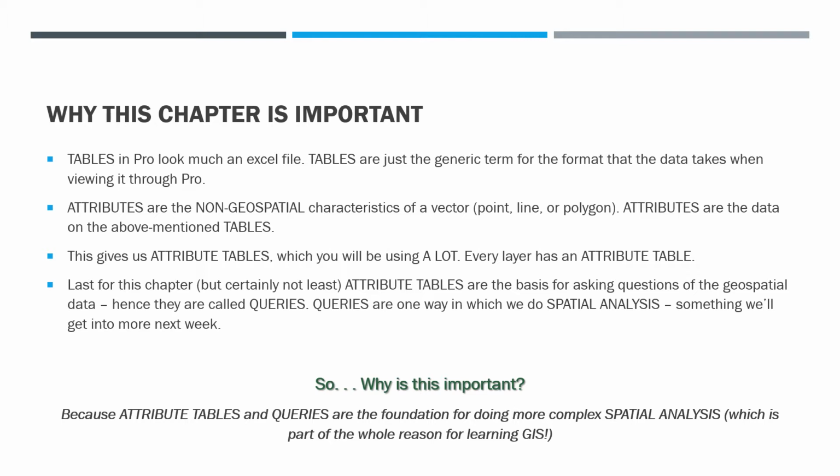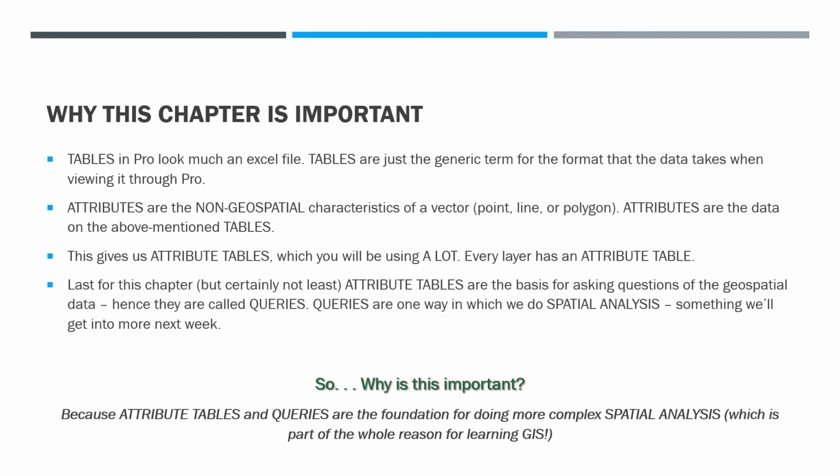So tables are important because they are the generic format that the data takes, the attribute data, when you're viewing it through Pro, or actually in any kind of GIS. And tables contain the non-geospatial characteristics of a vector, which is the point, line, or polygon. And the attributes are on this above-mentioned table. So this in turn gives us attribute tables, ta-da, which you'll be using a lot.